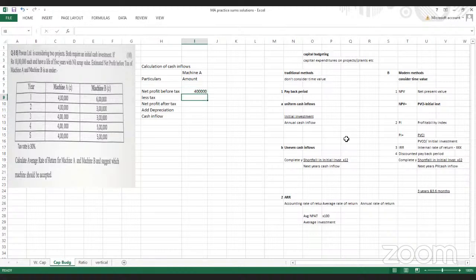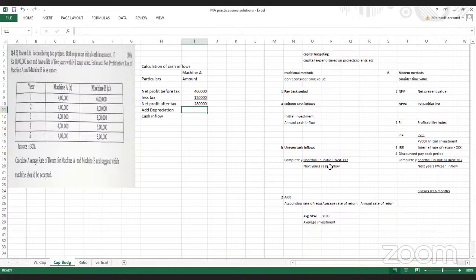Clear? Then look for the tax rate given. Tax rate given is 30%. Always calculate tax on net profit before tax. So on 4 lakh, do the calculation 4 lakh into 30%. I'm getting 1,20,000 as tax. Now I will deduct tax from net profit before tax and I'll get the net profit after tax figure. So 4 lakh minus 1,20,000. So net profit after tax value is 2,80,000.